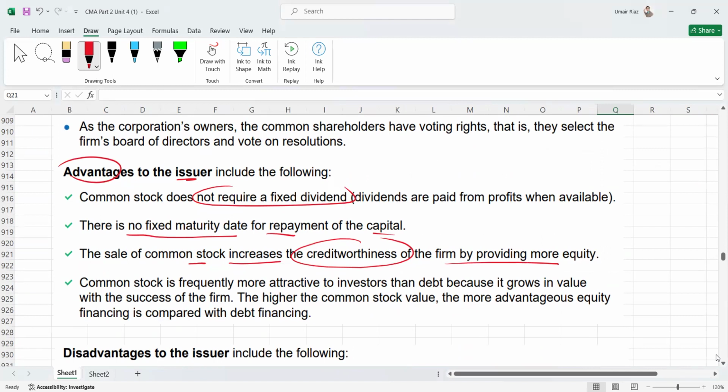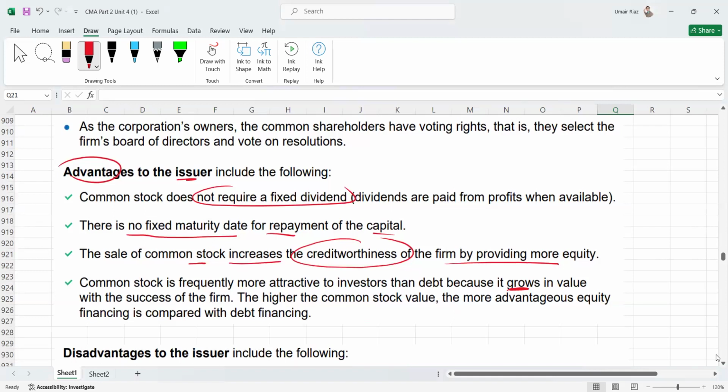Still, there is an advantage to the investors also, because these stocks grow in value, right, as the firm succeeds. So this is the advantage to the stockholder actually, right? And this advantage can also be availed by the company.